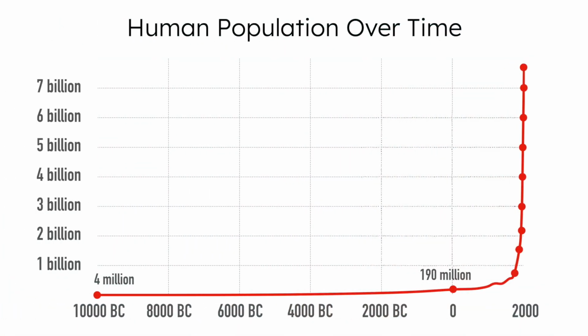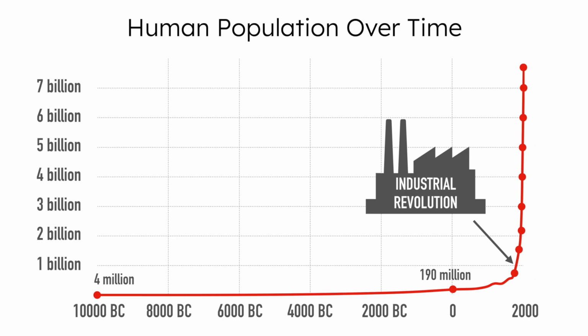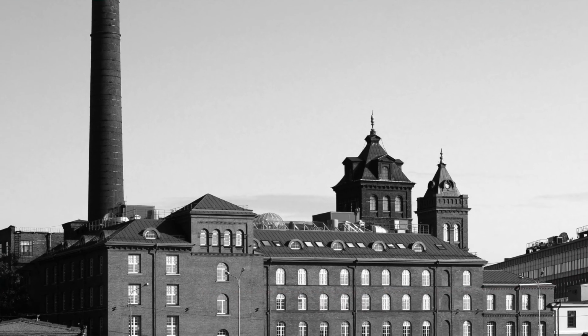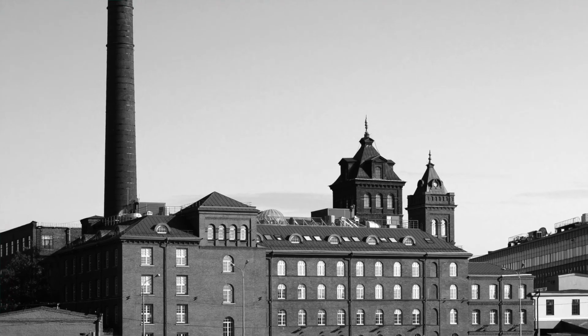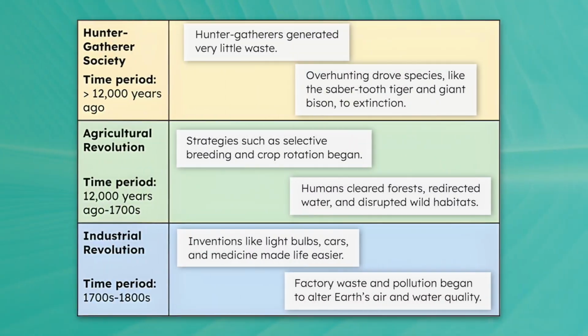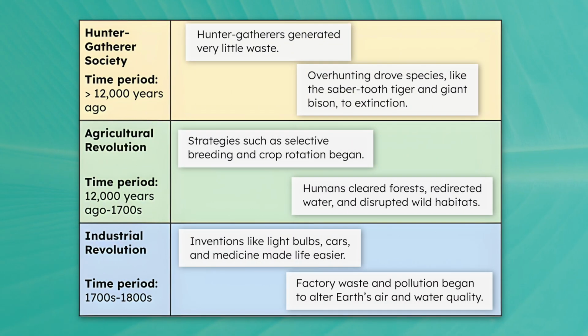The human population skyrocketed, cramming people into crowded cities where diseases spread quickly. More natural habitats were destroyed to make room for growing urban areas. And factory waste and pollution began to alter Earth's air and water quality. Think about each time period we've covered. Were human impacts mostly positive, negative, or a mix of both?